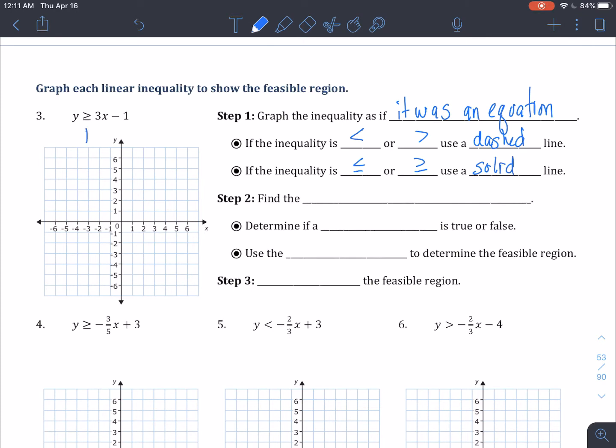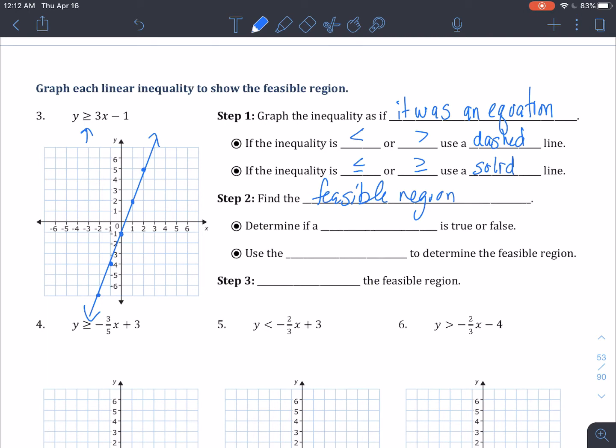We'll see what that looks like in this example. So this one is a greater than or equal to, so we're going to use a solid line, and we're going to graph it just as if it was an equation. So this graph starts down 1, and goes up 3 over 1. And we can find some more points here to complete our graph. Great. Okay, so we'll connect those points with a nice solid line. The next step is to find the feasible region.